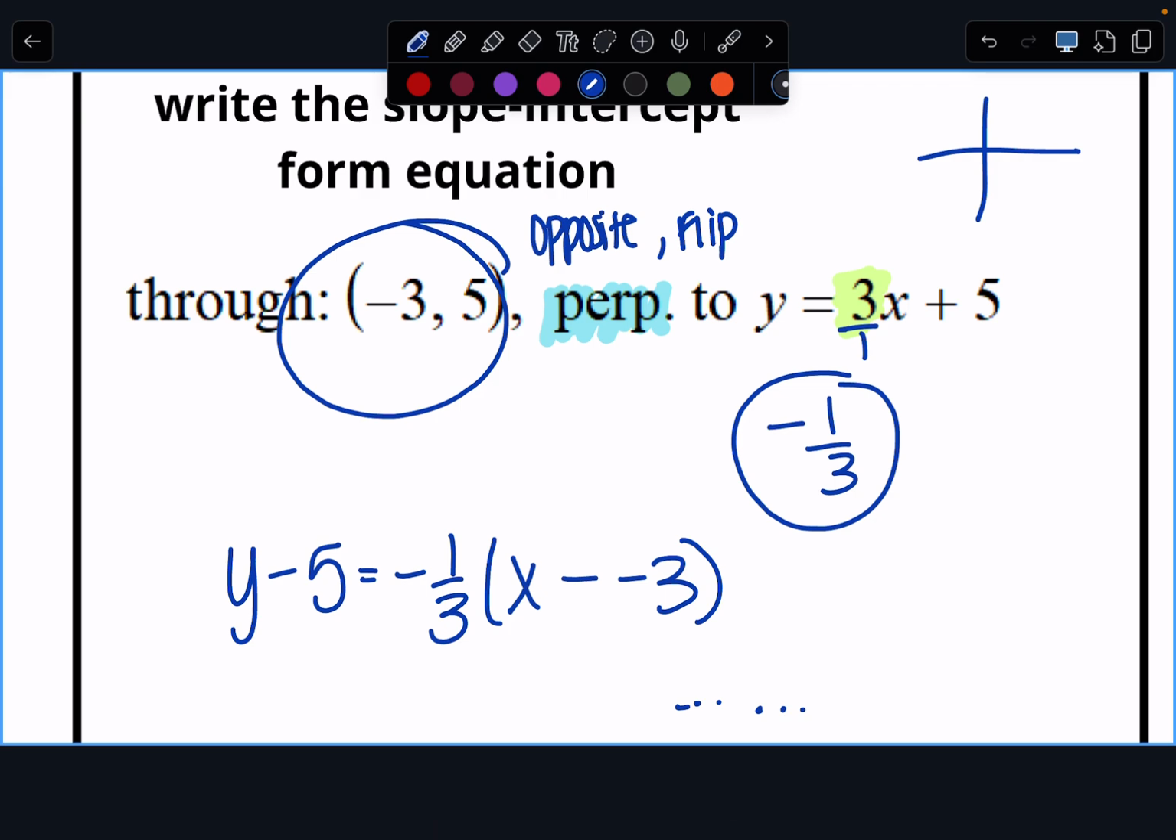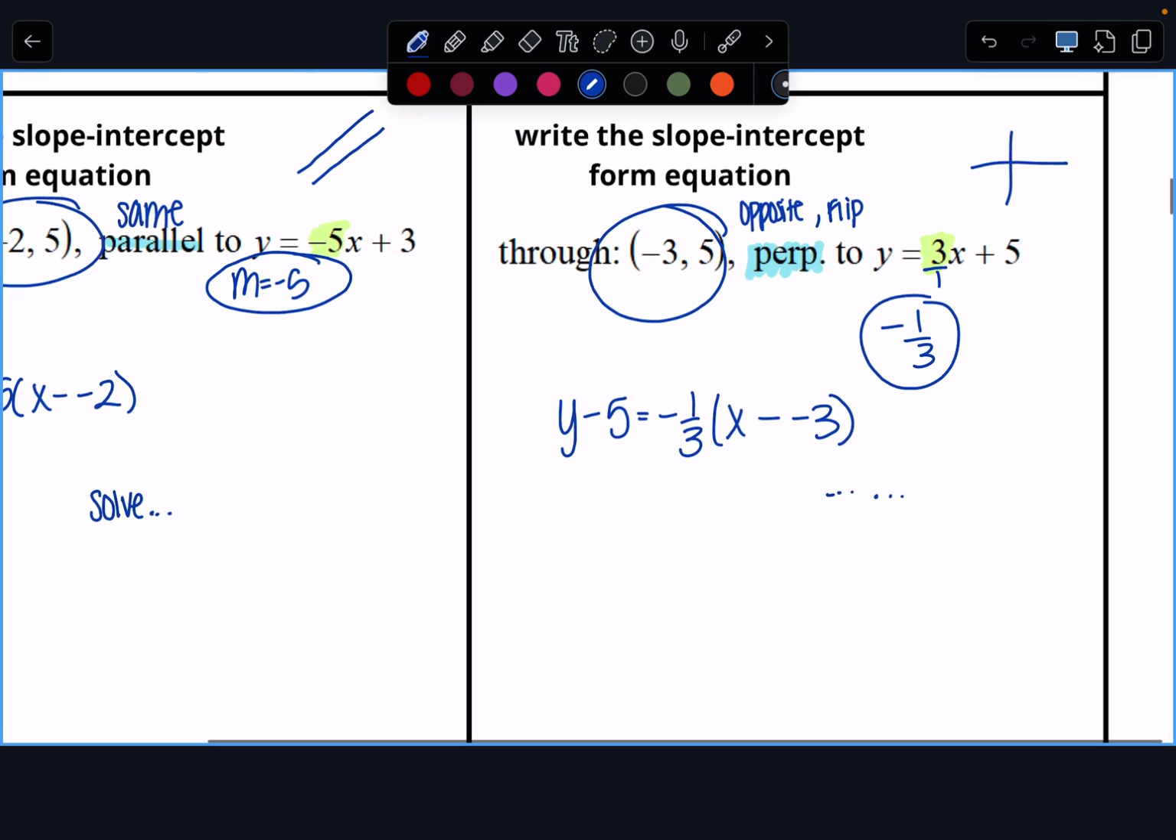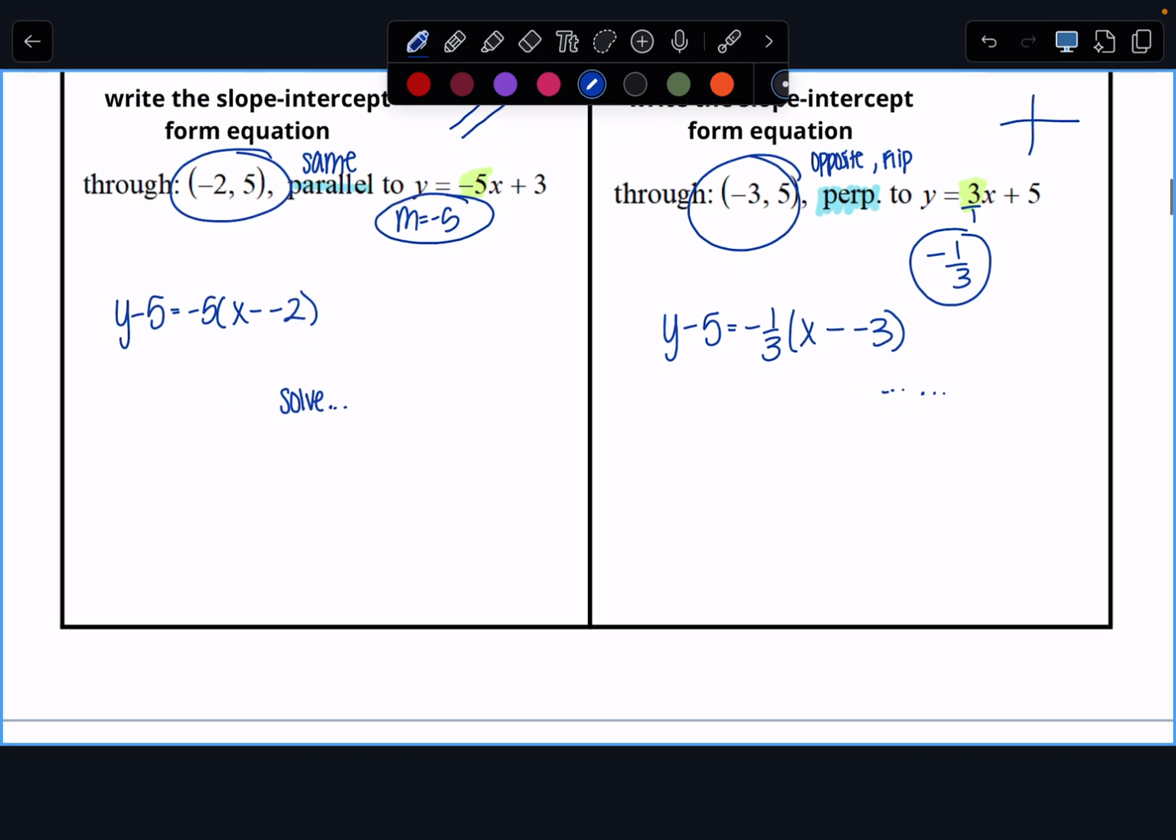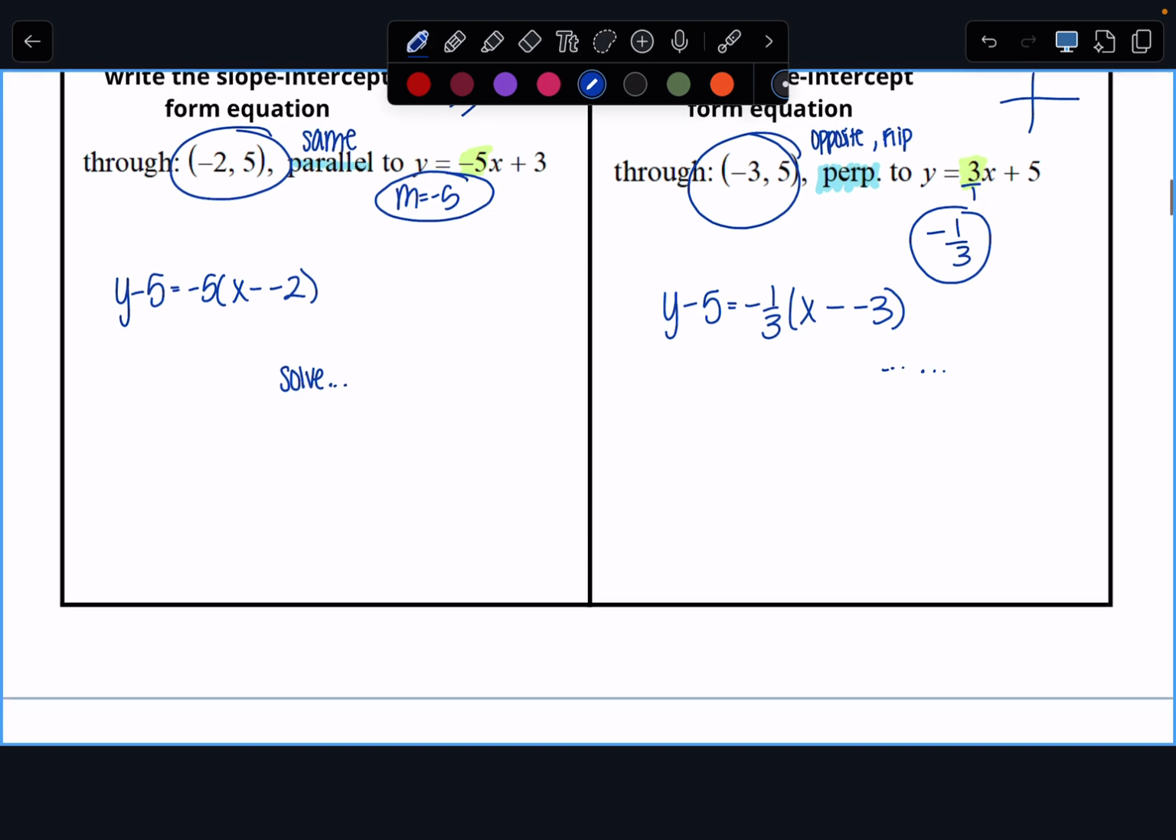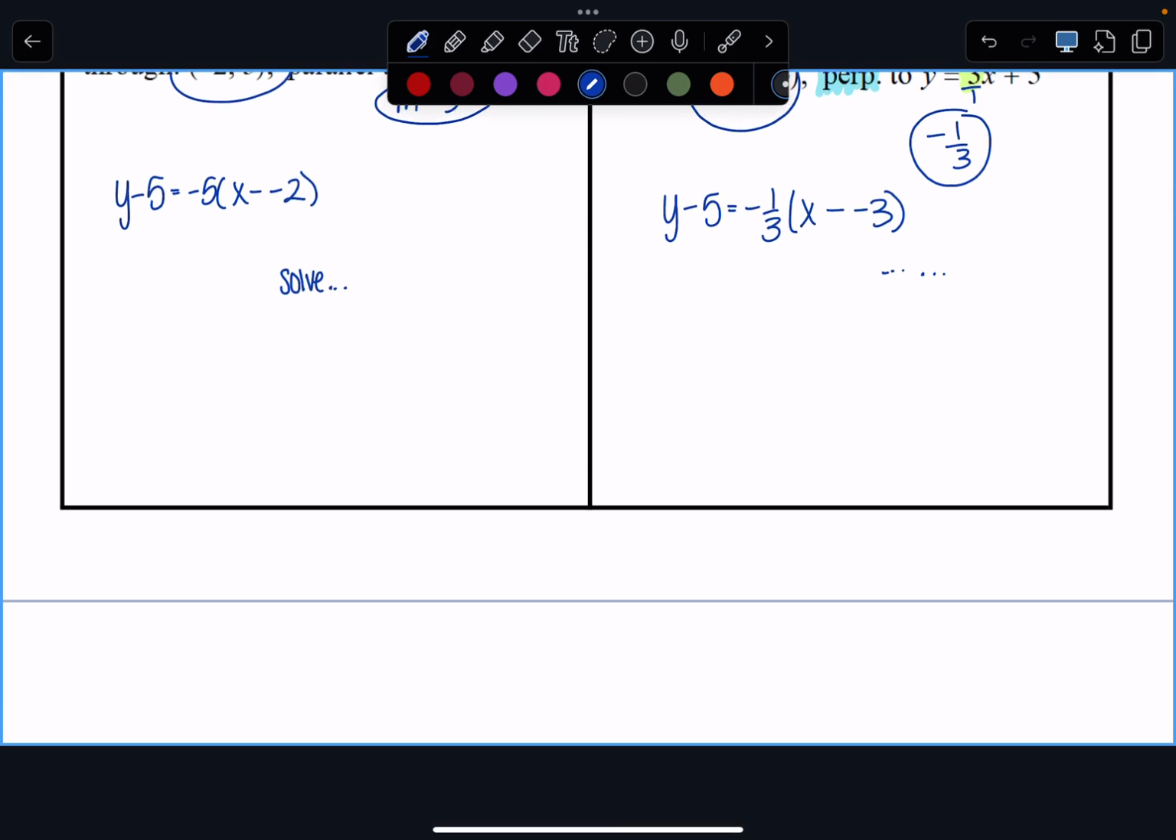But I'm going to stop us there, and we're going to move on. I want you guys to have plenty of time to work today. Okay? So keep going when you're doing your own problems. But that's the process to set it up.